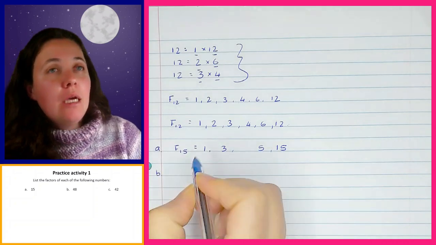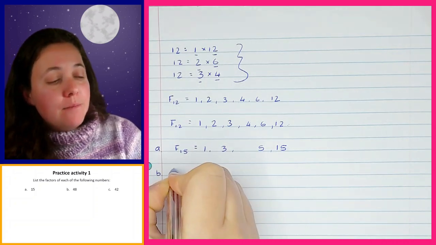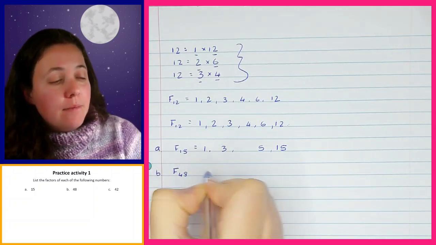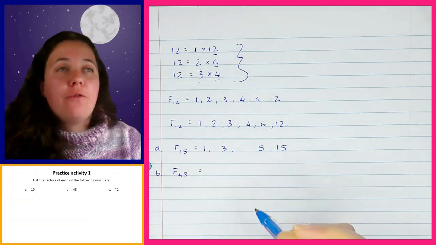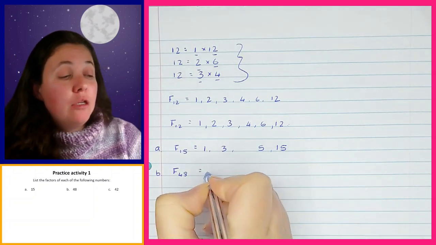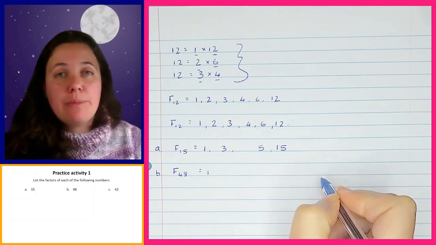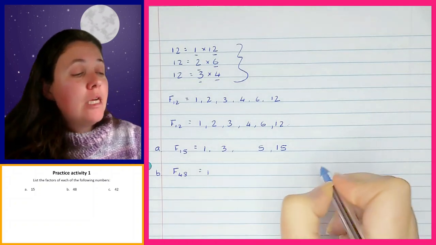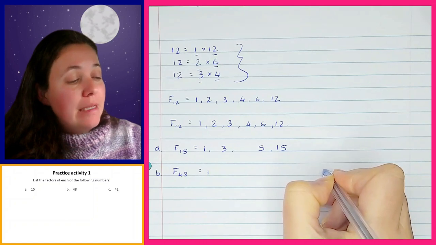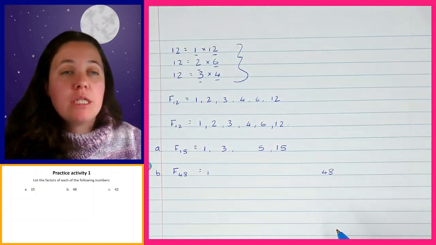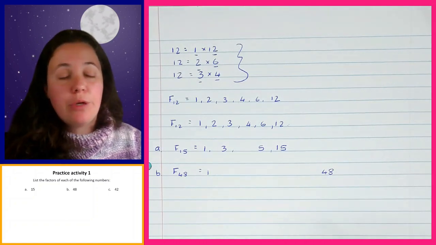Question B, we had 48. Okay, so for 48, we're again going to start with 1. I'm going to leave some more space for myself this time because it's a bigger number and I know there are going to be more factors. So I'm going to write the 48 over here as my last factor. Remember, our last factor will always be the same as the number that we're working with.